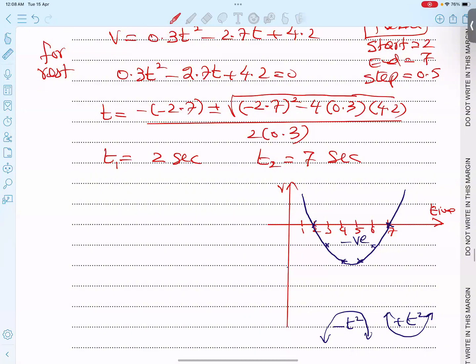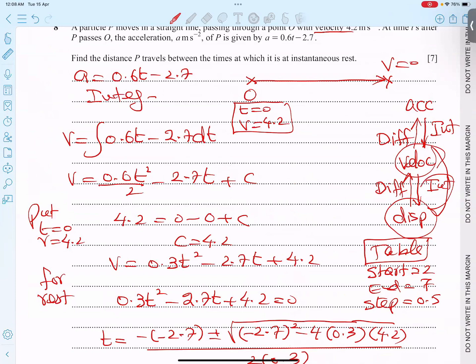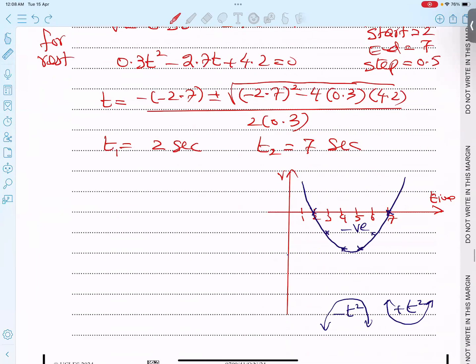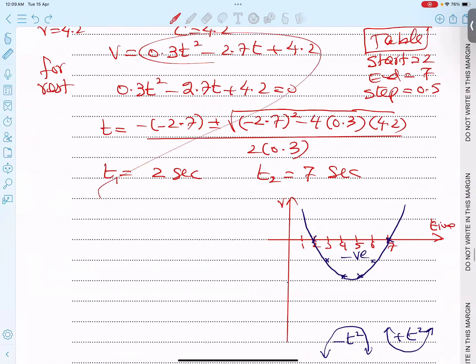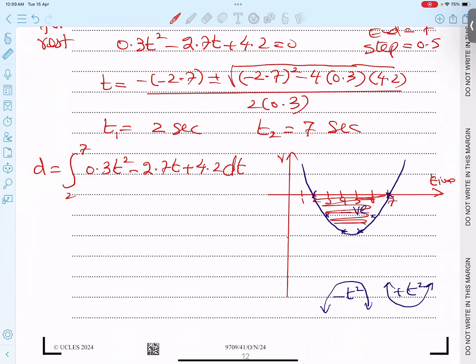So I'm going to integrate the velocity, and you know it very well: if velocity, to get displacement, integrate once again. So I'm going to integrate this equation. Let's see what happens. I'm writing here distance is equal to the integral from 2 to 7 of 0.3 x square minus 2.7 x plus 4.2. It is not a problem, because luckily the whole curve is below the x-axis. Sometimes some parts are above and some below. That is the difficult part, but inshallah, I hope you understood.